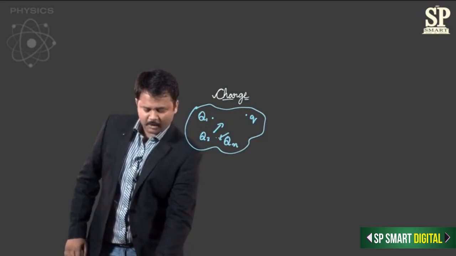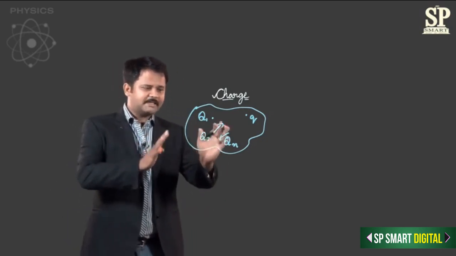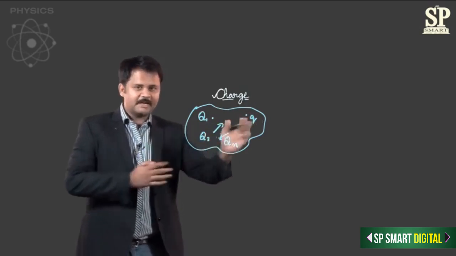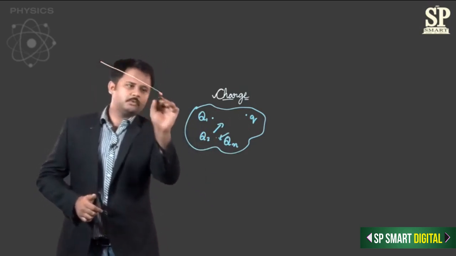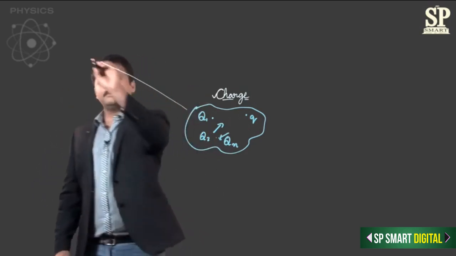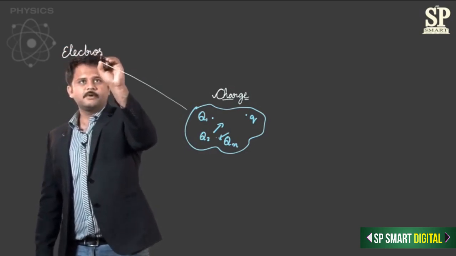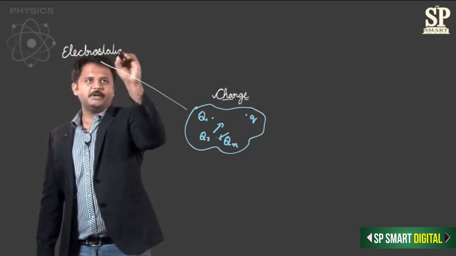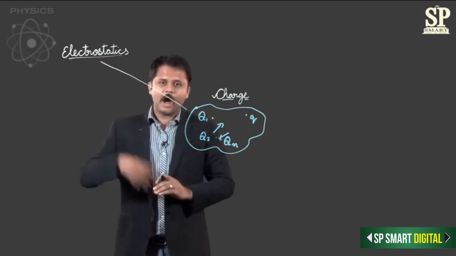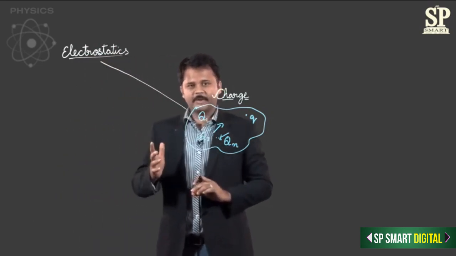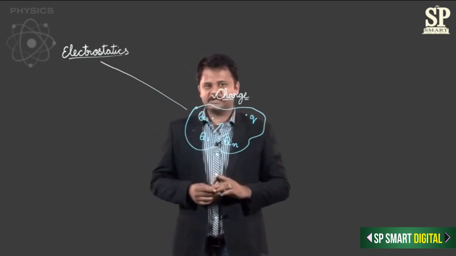In electrostatics, we will say that all these charges, the source charge as well as the test charge, are stationary. That gives rise to one of the branches of electromagnetism known as electrostatics. Here we will essentially study the properties of charged particles and how they interact with each other, assuming that the source charges as well as the test charge are both stationary.